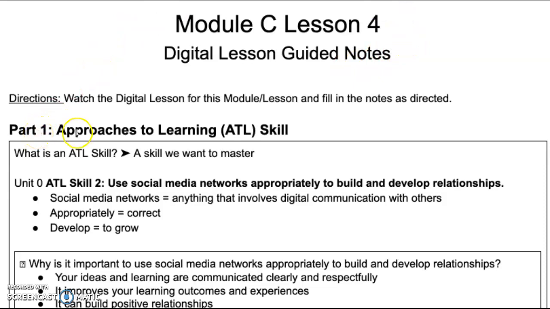Part 1, Approaches to Learning, ATL Skill. What is an ATL skill? It's a skill that we want to master. So for this one, it's ATL skill number 2. Use social media networks appropriately to build and develop relationships. A social media network is anything that involves digital communication with others. Appropriately means correct, and develop means to grow.